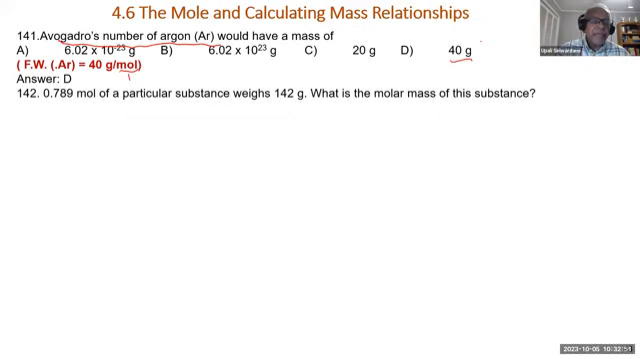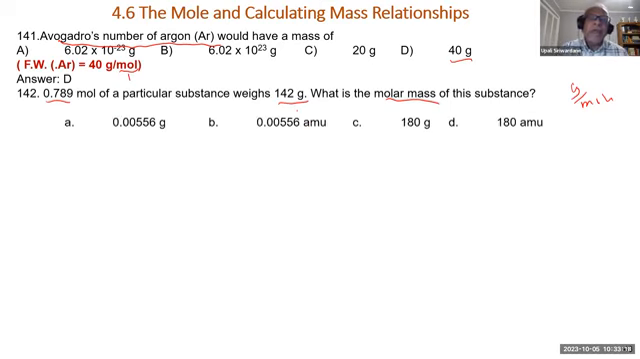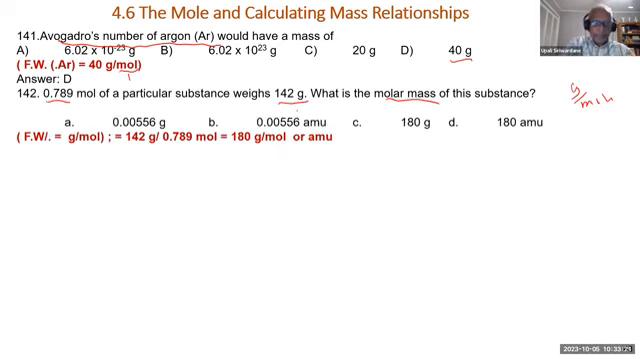Answer is D. 0.789 moles of a particular substance weighs 142 grams. What is the molar mass? Molar mass is grams per mole. Therefore, you have the moles here, grams here. Therefore, 142 divided by the moles right here gives formula mass. Formula mass could be grams per mole or AMU.